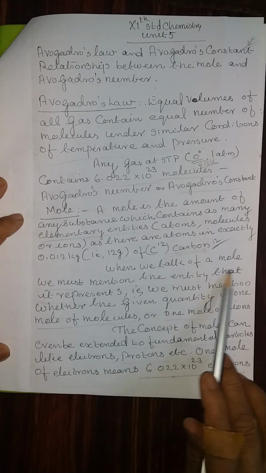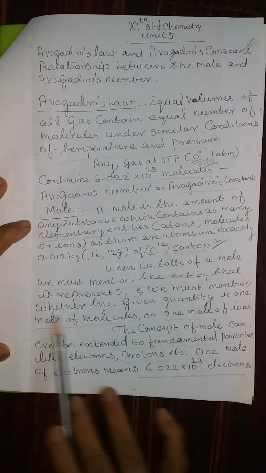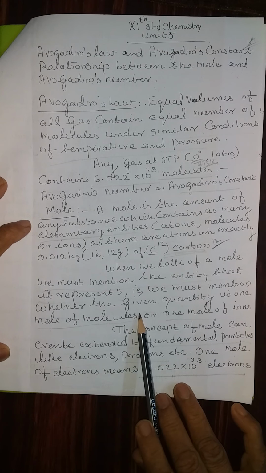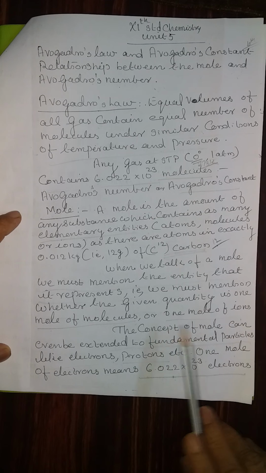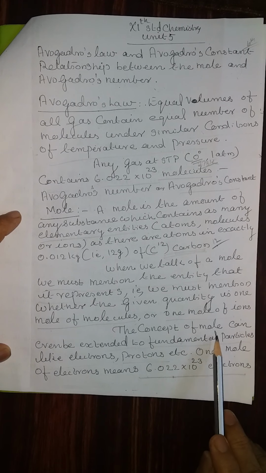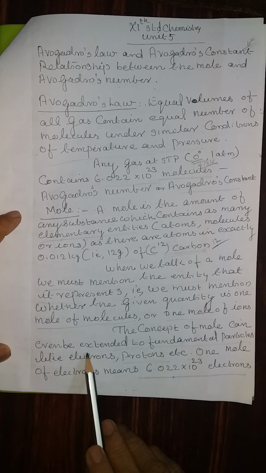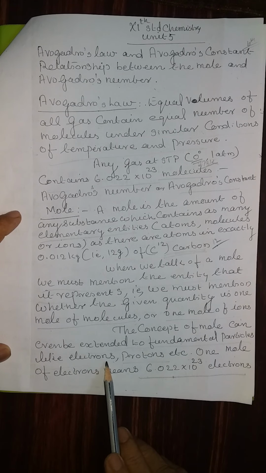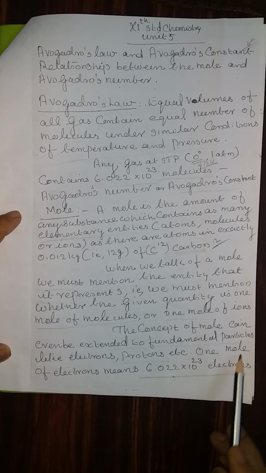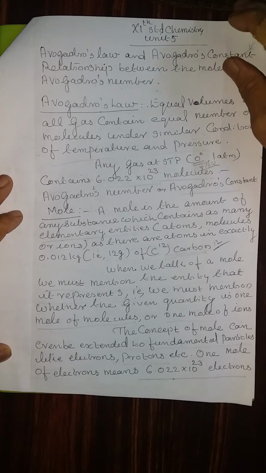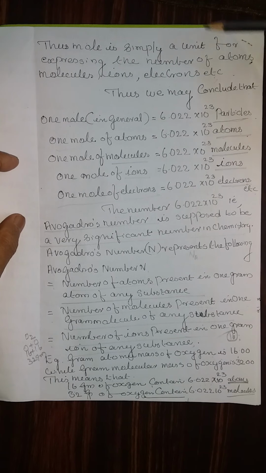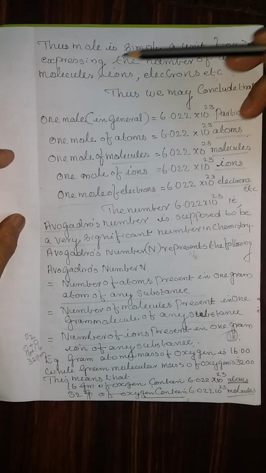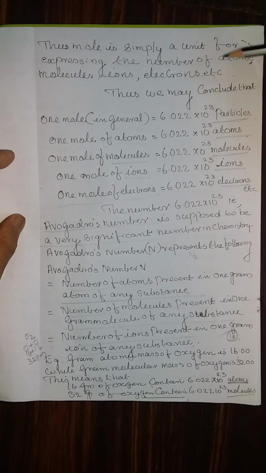When we talk of mole, we must mention the entity that it represents. We must mention whether the given quantity is 1 mole of molecules, 1 mole of ions, or 1 mole of atoms, etc. The concept of mole can even be extended to fundamental particles like electrons, protons, etc. 1 mole of electrons means 6.022 × 10^23 electrons. Thus, mole is simply a unit for expressing the number of atoms, molecules, ions, electrons, etc.